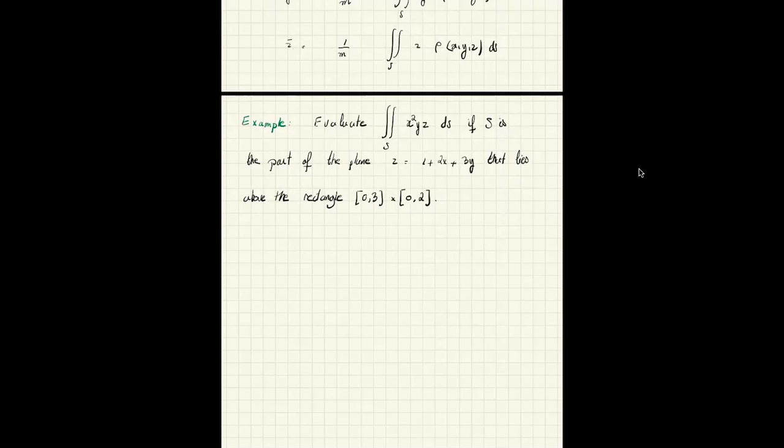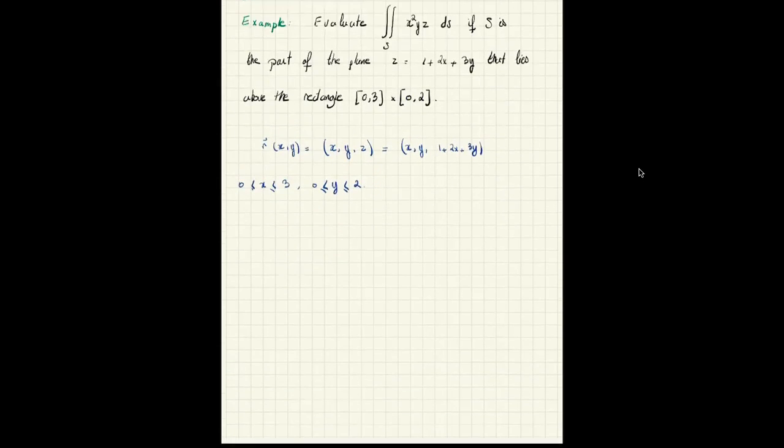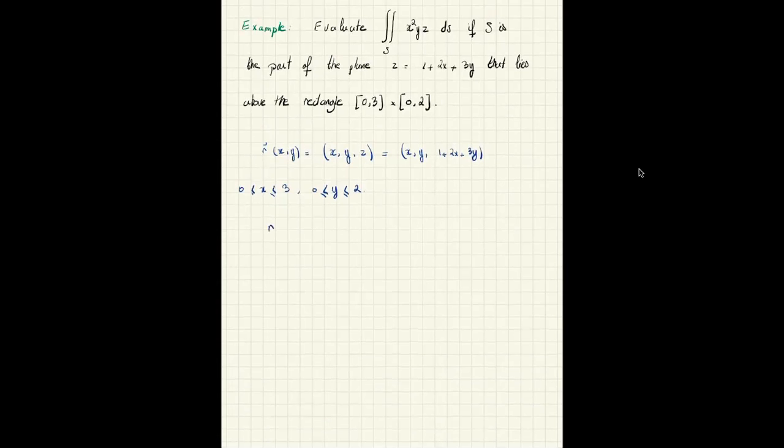So what would be the parameterization? It would be r of x and y, which is x, y, and 1 plus 2x plus 3y, where x is between 0 and 3, and y is between 0 and 2. So that's a parameterization. And then you can do the same. Our x would be 1, 0.